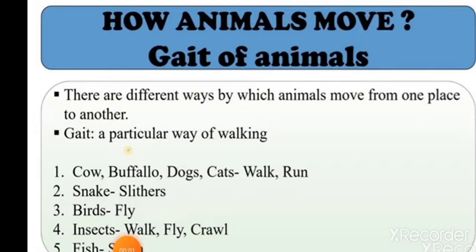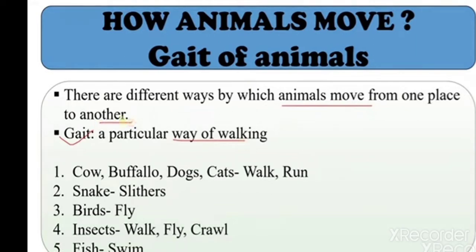We have studied about types of joints and the human skeleton system. Now we will study about how animals move, or the gait of animals. Gait means a particular way of walking. There are different ways by which animals move from one place to another.